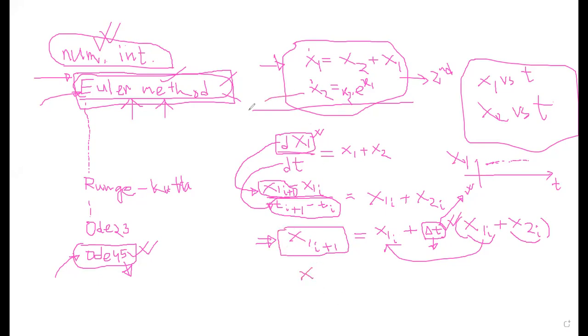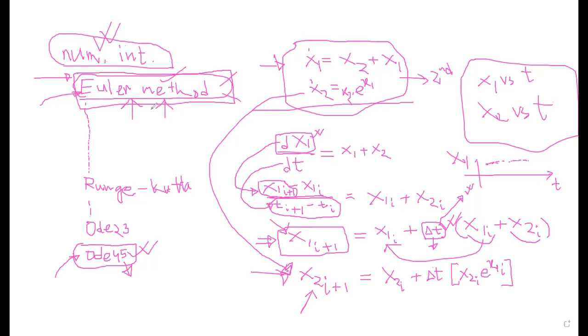Similarly, for the next equation, I'm not going to go into the detail of that. So I'm going to write simply x2(i+1) can be calculated if I know x2(i) plus delta t multiplied by x2 dot, which is the expression e to the power x1(i). So that's it. These are the iterative steps for equation number 1. This is the one, and for equation number 2, this is the one. And that is the Euler method of numerical integration.